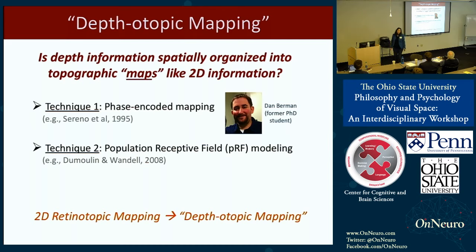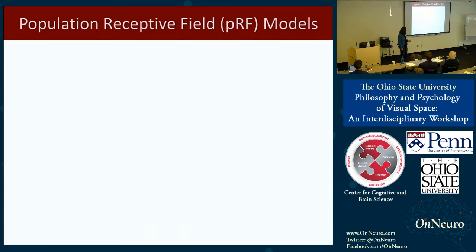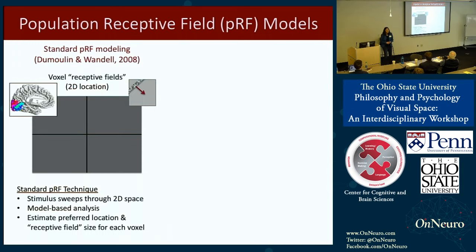Very briefly, there are two main techniques that people use when they study this. The older technique is something known as phase-encoded mapping, and a former recently graduated student in my lab did a bunch of cool stuff looking at depth maps with that. What I'm going to tell you about today, though, is more recent work using a more sophisticated technique that can get us a bit more fine-grained in different types of information. And this is called population receptive field modeling. Okay, so let me walk you through what this technique does, because it's actually pretty cool.